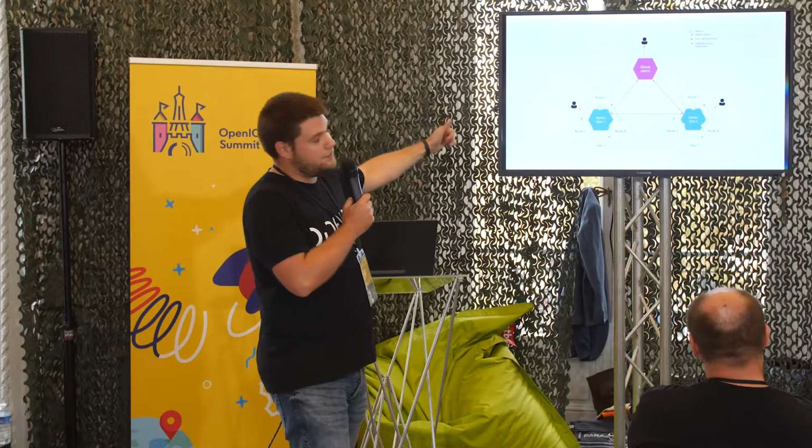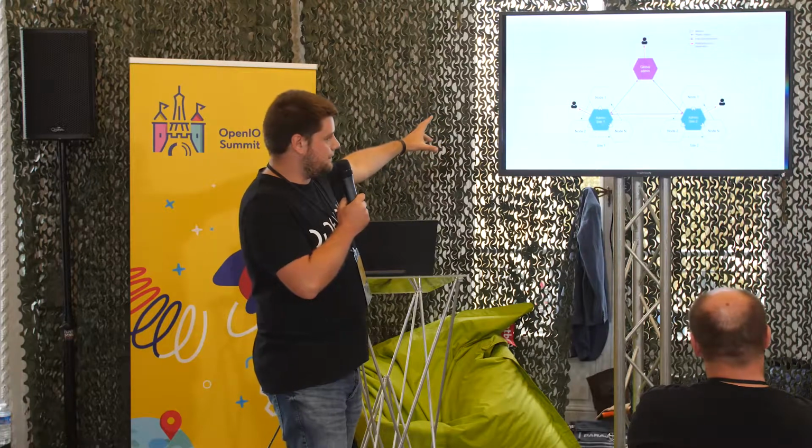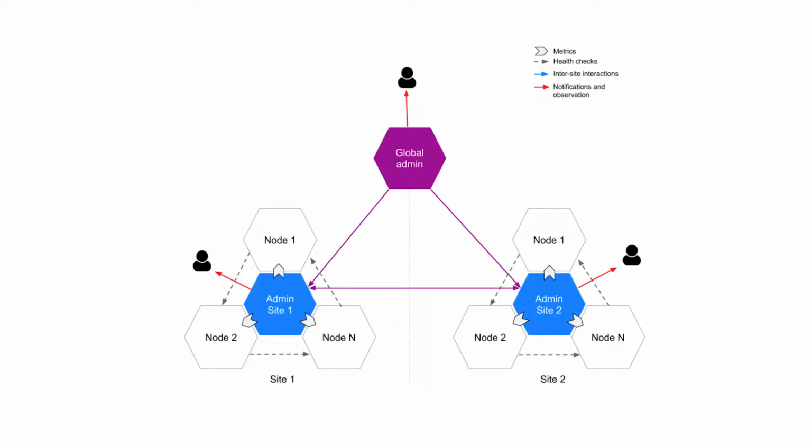The nodes will monitor themselves as well for checks, and everything can be stored locally on each site. And then you would have inter-site interaction, in purple, which would give you a global overview of what's going on in your whole cluster. So not only one site, but multiple sites. Of course, it's not going to be the same level of metrics.